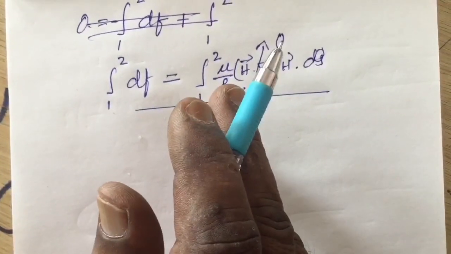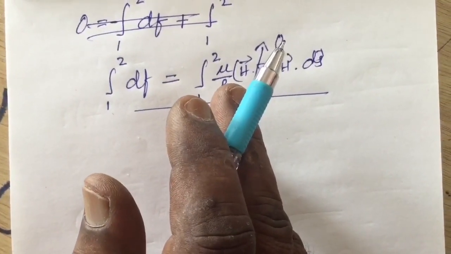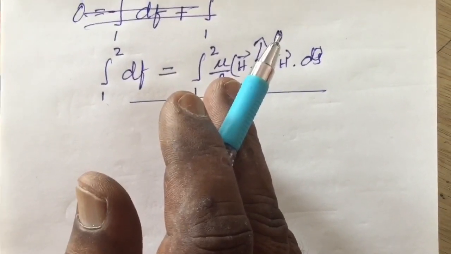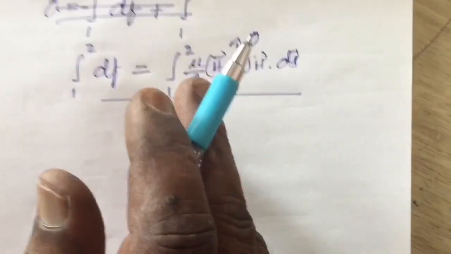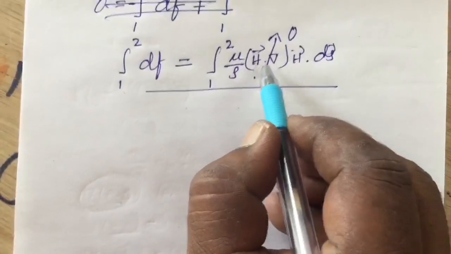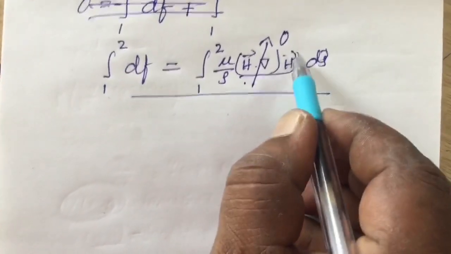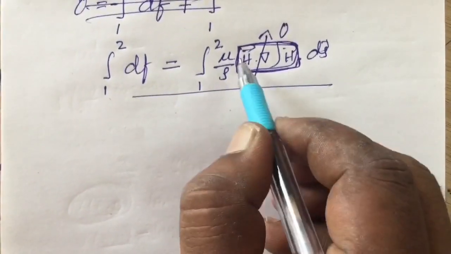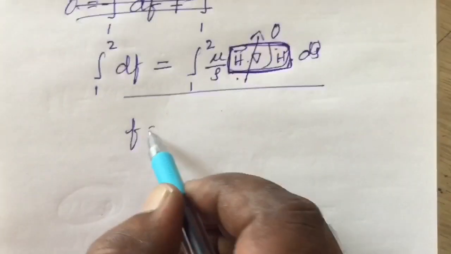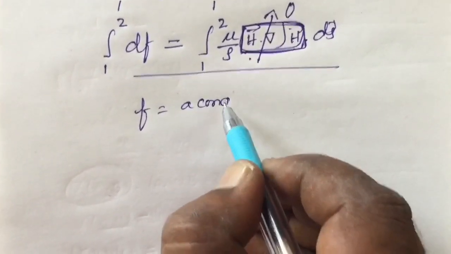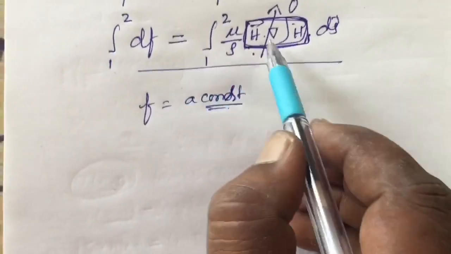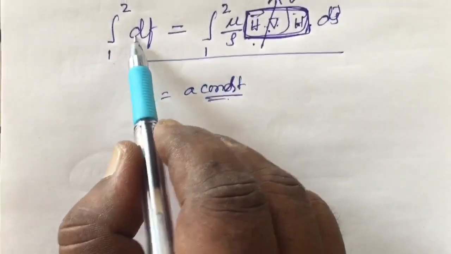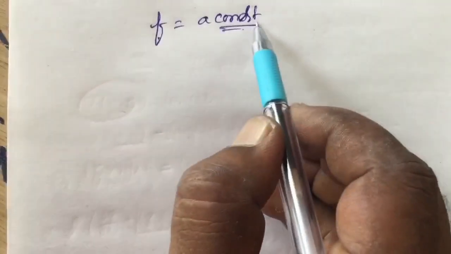But you know that in MHD, the Lorentz force is not 0. Generally, this is not 0 because the Lorentz force is not a conservative force. Suppose h dot del of h is equal to 0, then upon integration you are going to get f is equal to a constant.